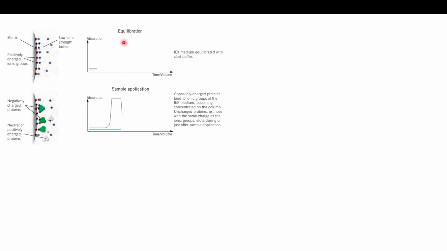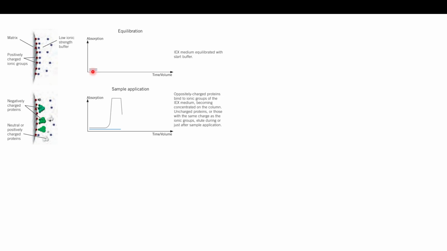But in case of ion exchange, it's the same thing: equilibration with the start buffer, or basically with the buffer that your sample is resuspended in. So this is the matrix. In this case, the matrix has positively charged ionic groups attached. So basically here we are talking about an ion exchange chromatography, and this is an ion exchanger. The matrix is an anion exchanger because it is positively charged, right? Now this is a low ionic strength buffer. You have equilibrated your matrix, and then you apply your sample.